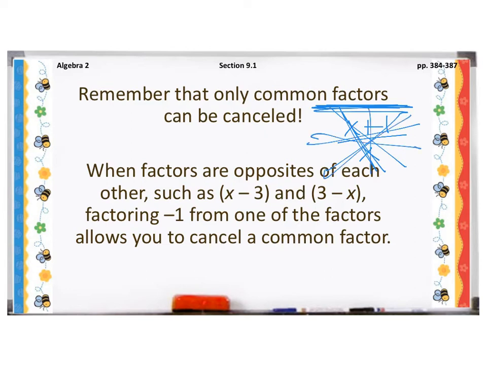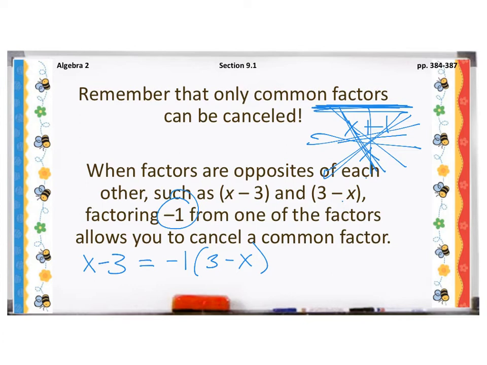All right, when factors are opposites of each other, such as x minus 3 and 3 minus x, we can factor a negative 1 from one of the factors, and it allows you to flip the numbers. So what we're saying here is that x minus 3 is equal to negative 1 times 3 minus x. Right? If I multiplied that negative 1 in, I would get x minus 3.